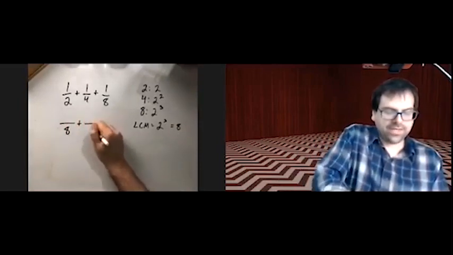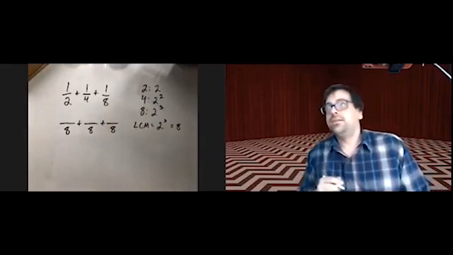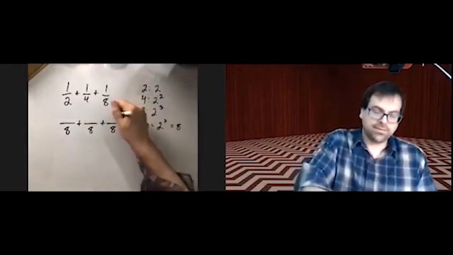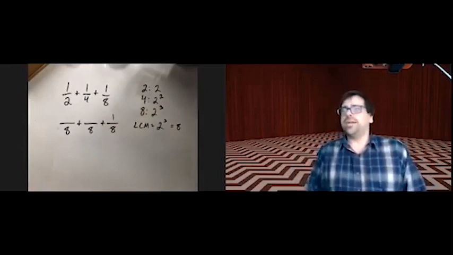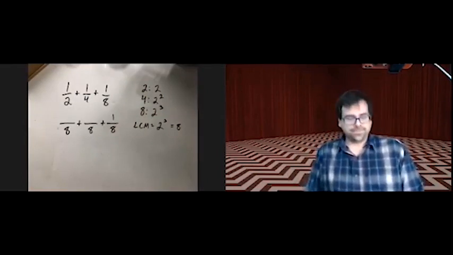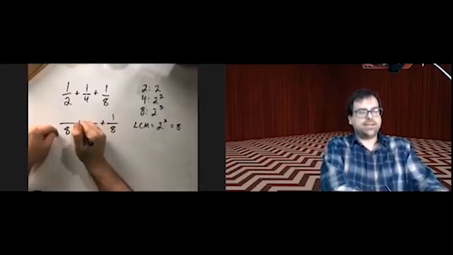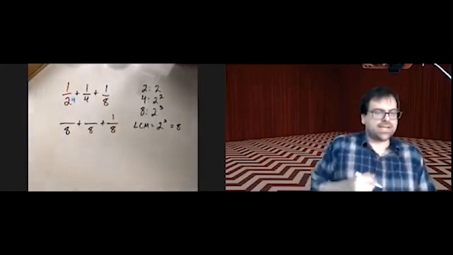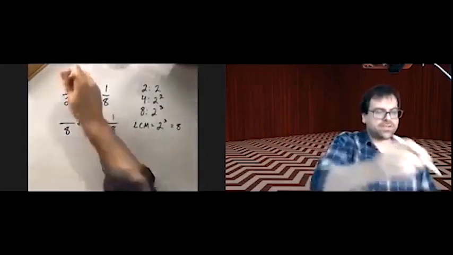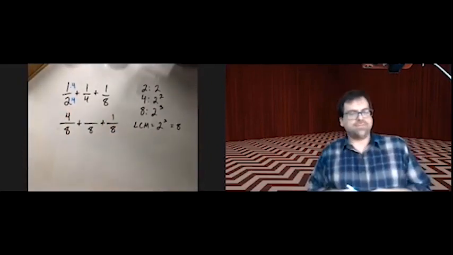So all of these have to be rewritten over 8. And what a blessing, one of them's already done for us. The 1/8 doesn't have to change. It's already over 8. 2 times what is 8? 2 times 4 is 8. So we have to do times 4 on the top of that one as well. 1 times 4 is 4.